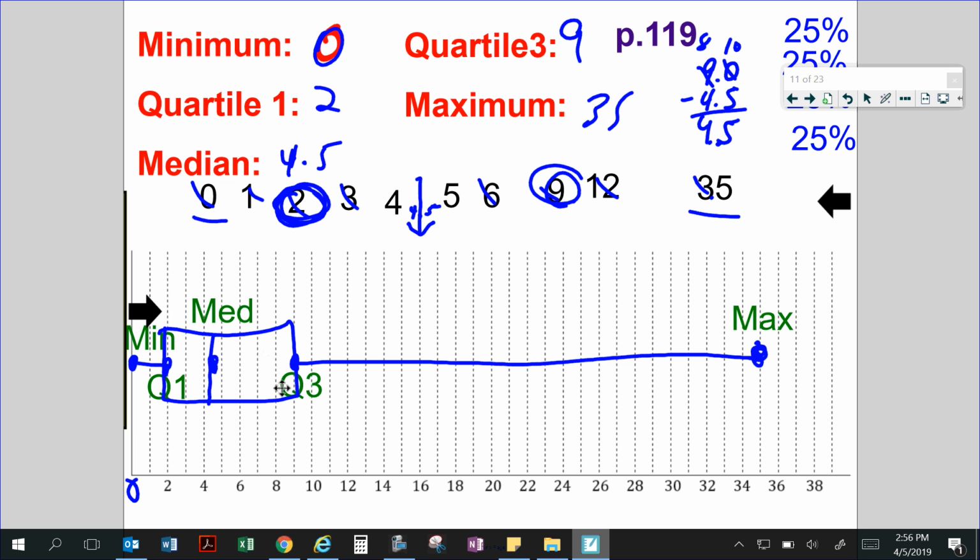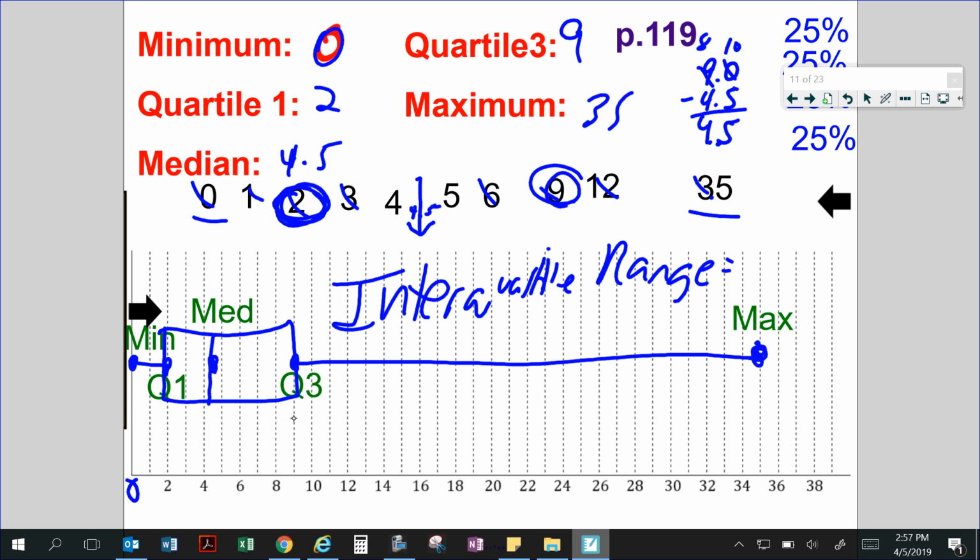So you can ask many questions from here. You can say, what's the minimum? What's the maximum? 35. Minimum, 0. What's the median? 4.5. But then they might ask this question. What is the interquartile range? 9 minus Q3 is 9. Q1, quartile 1 is 2.